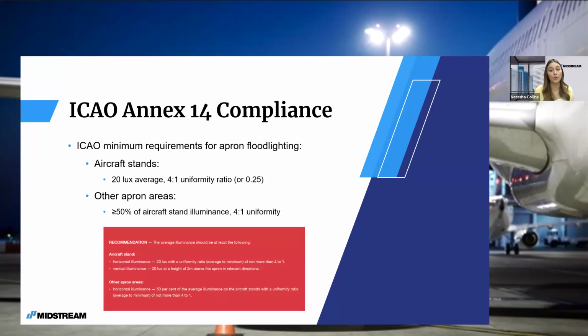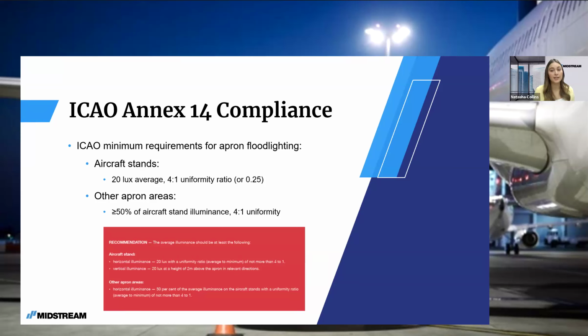So as many of you will know, ICAO Annex 14 sets the global standards for apron floodlighting that ensures airports can operate safely. The minimum ICAO lighting standards for aircraft stands require an average illuminance of 20 lux and a uniformity ratio of at least 4:1, or 0.25 as it's presented as a decimal on your lighting design. So anything less than 0.25 uniformity means that you have a non-compliant stand.